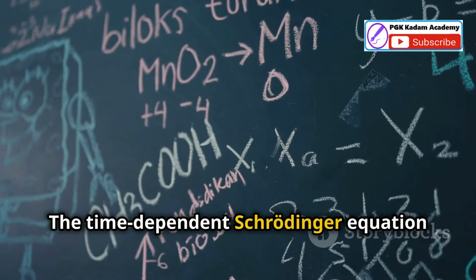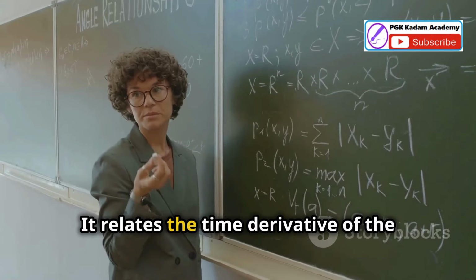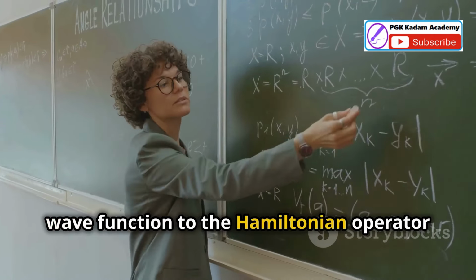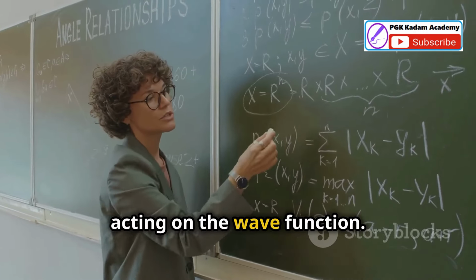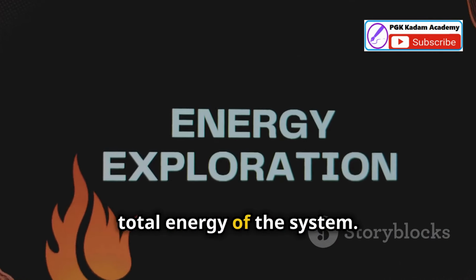The time-dependent Schrödinger equation is a partial differential equation. It relates the time derivative of the wave function to the Hamiltonian operator acting on the wave function. The Hamiltonian operator represents the total energy of the system.